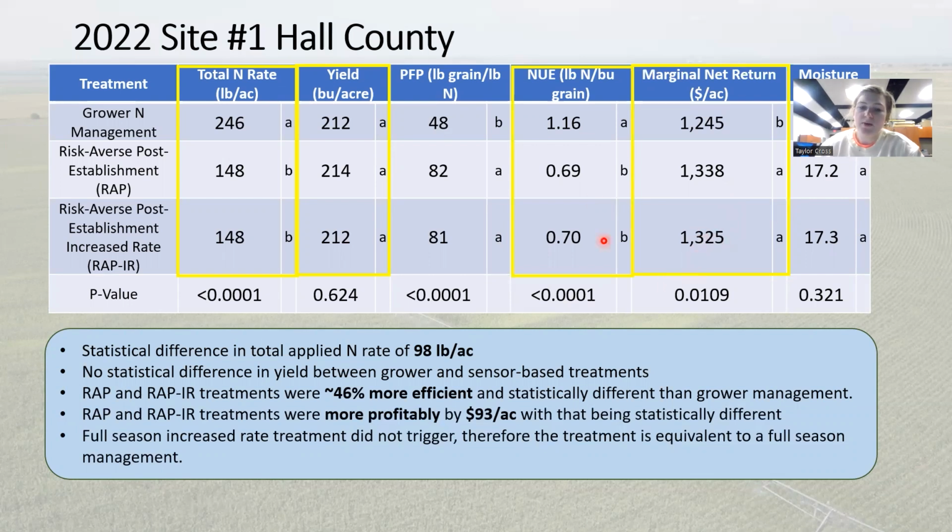So yeah, this site was really interesting just because, like I said, we had received hail damage, and we didn't necessarily know what it was going to yield, but this methodology just allows for us to really determine when that corn needs nitrogen, and obviously it didn't need as much as we anticipated. So we were able to put on less with sensor-based treatments.